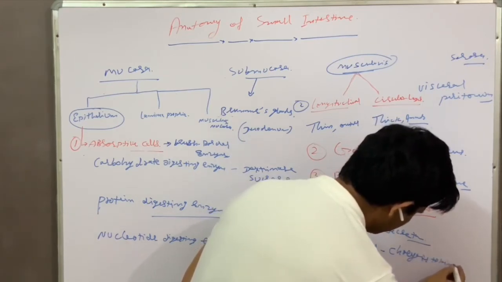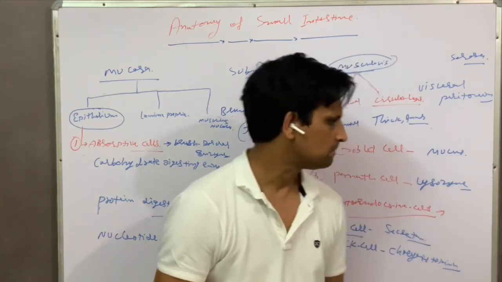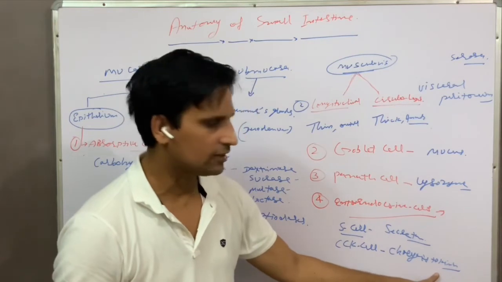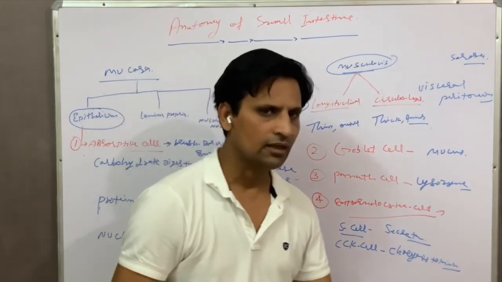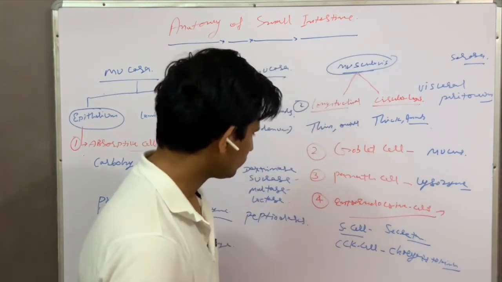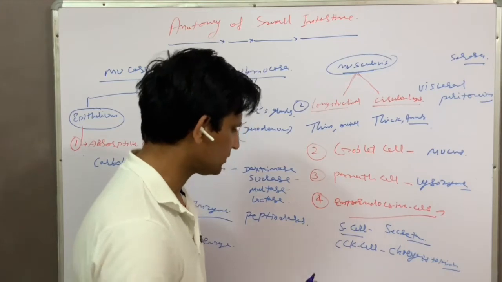Cholecystokinin acts on the acinar cell and stimulates it, and the acinar cell secretes the enzymes of the pancreatic juice. There is a lot of work of the C cell and CCK cell. We will discuss them later.